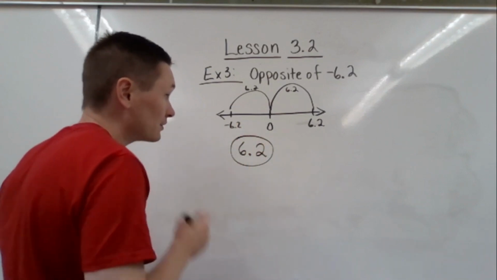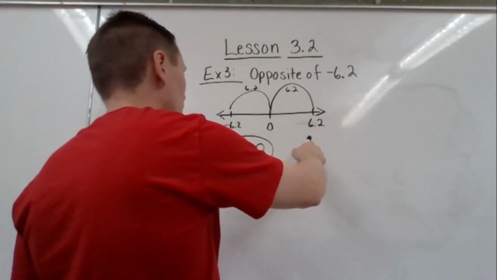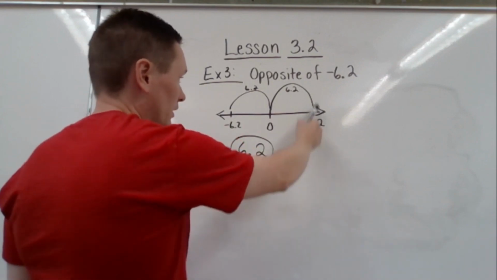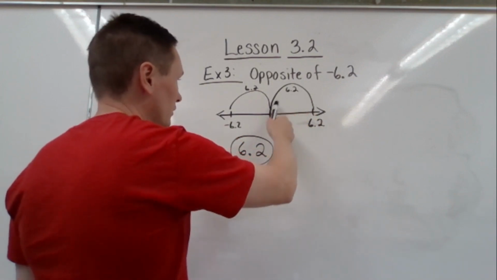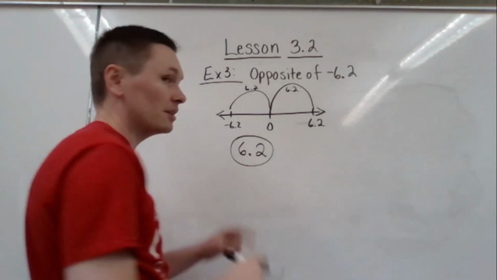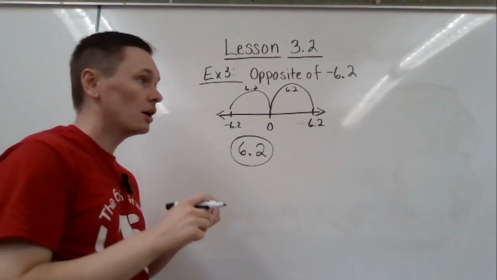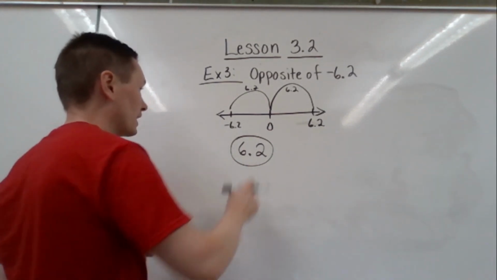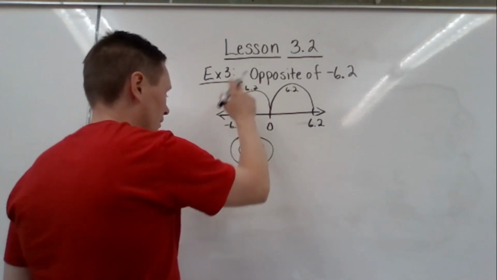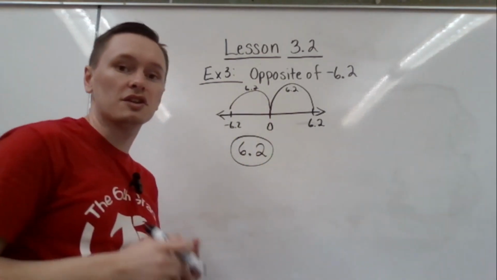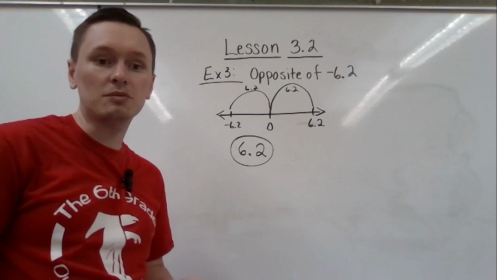And if I were to ask you what is the opposite of 6.2, well, 6.2 to 0 is a jump of 6.2, and because it's the same distance, I have to jump the same distance again. I would jump 6.2 again, and I would say the opposite of 6.2 is negative 6.2.